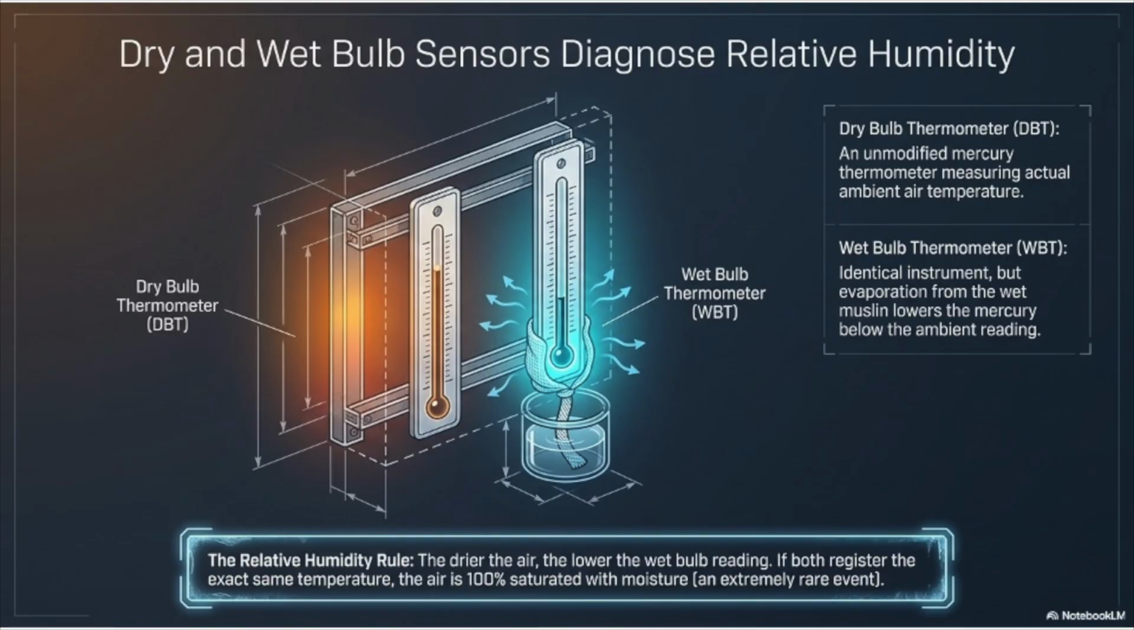Dry and wet bulb sensors work together to diagnose relative humidity. The dry bulb thermometer is an unmodified mercury thermometer measuring actual ambient air temperature. The wet bulb thermometer is an identical instrument, but evaporation from the wet muslin covering it lowers the mercury reading below the ambient level. This gives us the relative humidity rule. The drier the air, the lower the wet bulb reading, and if both thermometers register the exact same temperature, the air is 100% saturated with moisture, an extremely rare event.